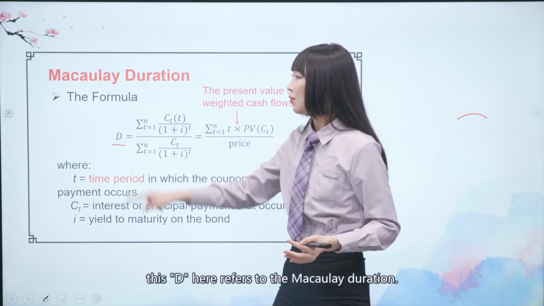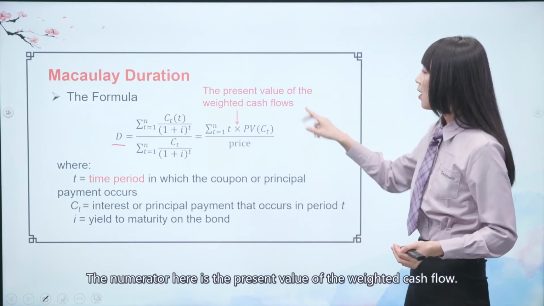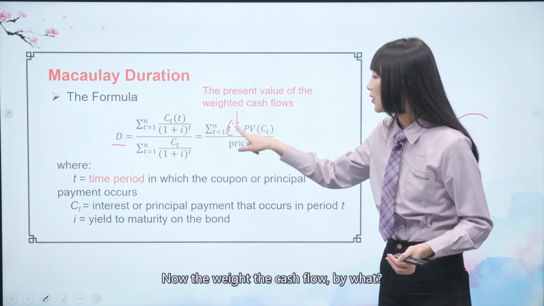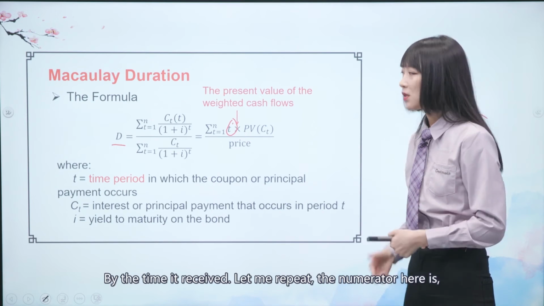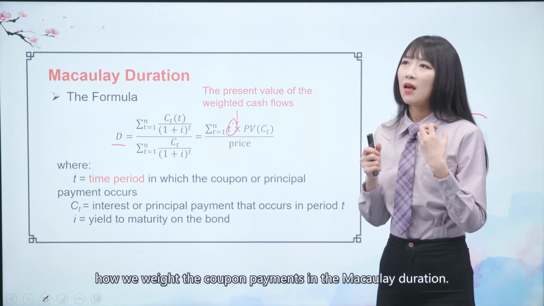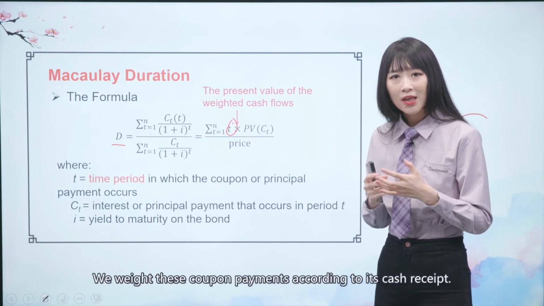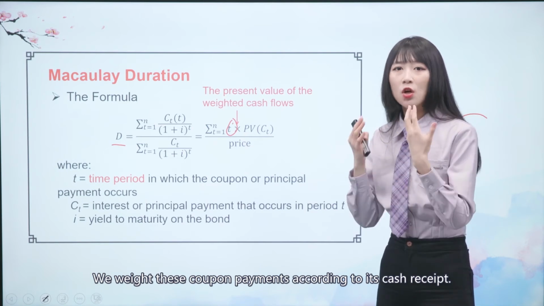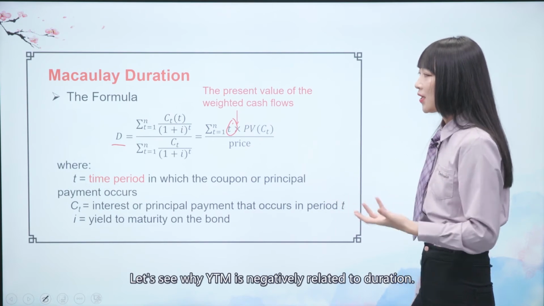This D here refers to the Macaulay duration. The numerator here is the present value of the weighted cash flow. Now, weighted by what? By the time it is received. Let me repeat. The numerator here is how we weight the coupon payments in the Macaulay duration. We weight these coupon payments according to their cash receipt. Let's see why the YTM is negatively related to duration.